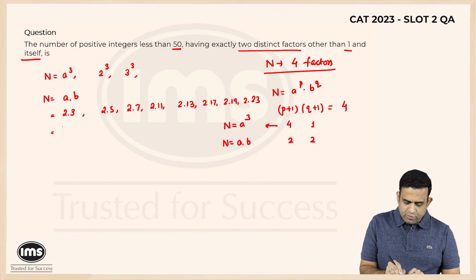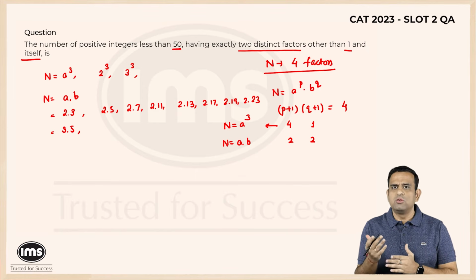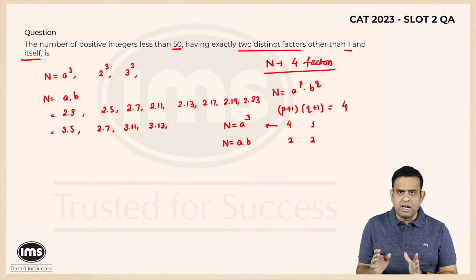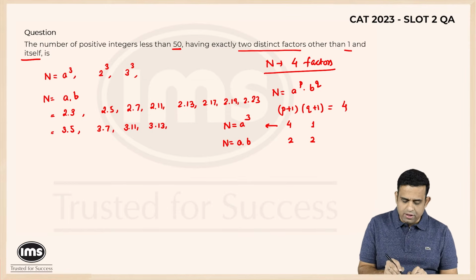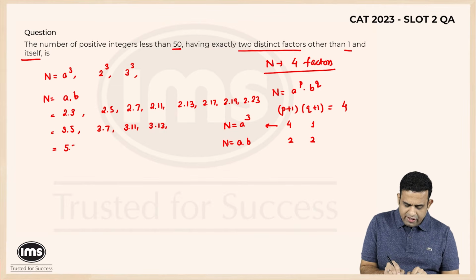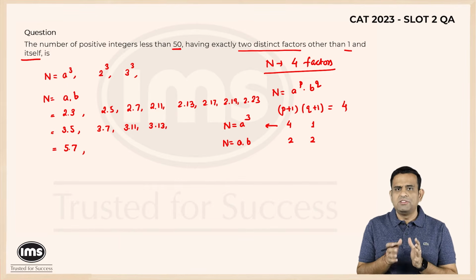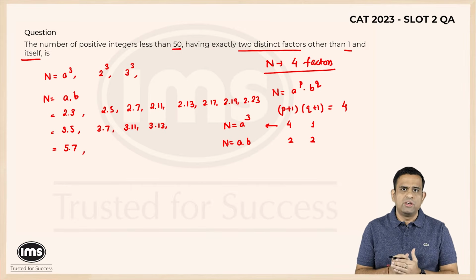Then what if I take the smallest possible a as 3? Then 3 into 5. If I have 3, then I can go max up to 16. So till 16 we can have 3 into 5, 3 into 7, 3 into 11, 3 into 13. That's it. We can't go to 3 into 17 because that is going to go above the 50 mark. Then what about if I take 5? 5 into 7 is 35. 5 into 11 becomes 55. And if I start with 7 being the smallest prime factor, then 7 into 11 is going to be 77. That means we don't have any further cases.